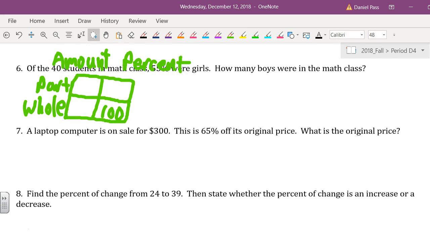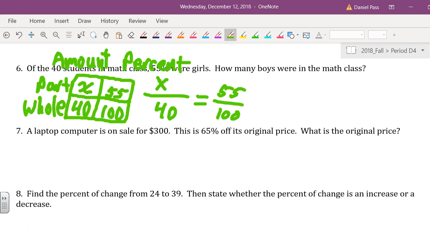Okay, go ahead. It says of the 40 students in math class, 55% were girls. How many boys were in the math class? So I put 40 students on the bottom left. And then I put the percent, which is 55, on the top right. And then I put X for the top left. Cool. Do we agree? Is 40 the whole? Okay, let's write it first. X over 40 equals 55 over 100.